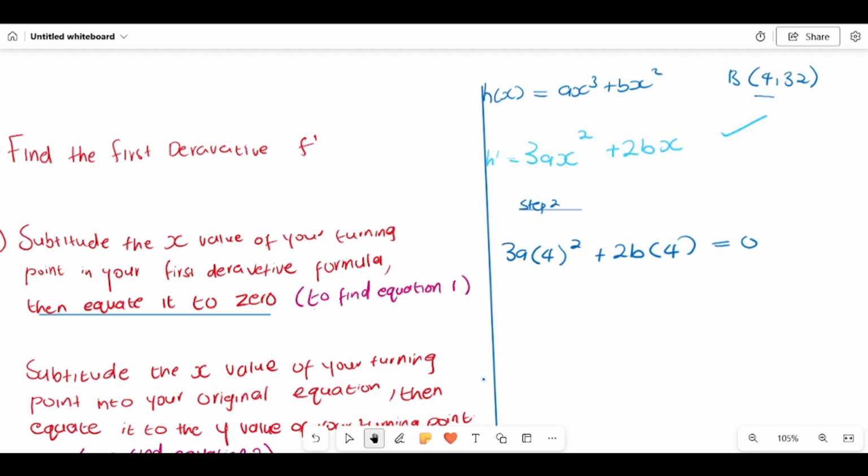All right. Now, let me simplify. 4 squared, this is the same as 16, right? So this will be 3a multiplied by 16 plus here 4 multiplied by 2 to be 8, and simplifying further, 16 multiplied by 3, this would be 48. So this is 48a plus 8b is equal to 0. And as mentioned, this is going to be equation 1. I'm done with the second step. Now let me look at the third step.